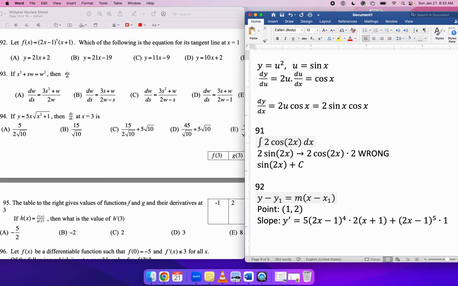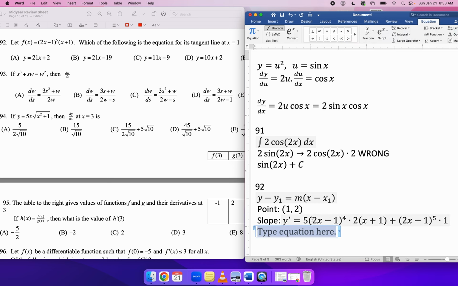Okay, so there's the derivative. Now I need to plug 1 into this. If I plug 1 into this, 2 times 1 minus 1 is just 1, so it's 1 to the fourth. So all these factors of 2x minus 1 are just going to be 1.